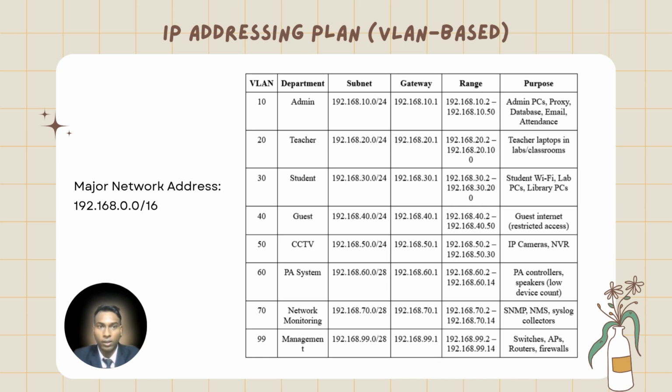VLAN 10, designated for admins, uses the subnet 192.168.10.0/24 with a gateway at 192.168.10.1 and an IP range from 192.168.10.2 to 192.168.10.50, allocated for administrative PCs, proxy servers, database systems, email servers, and attendance tracking software.